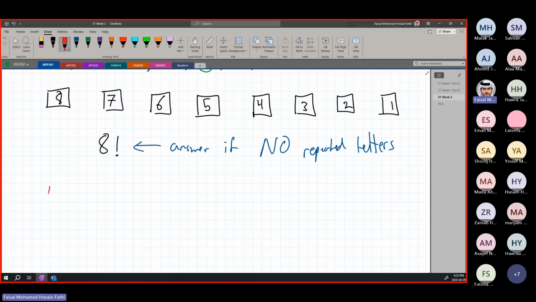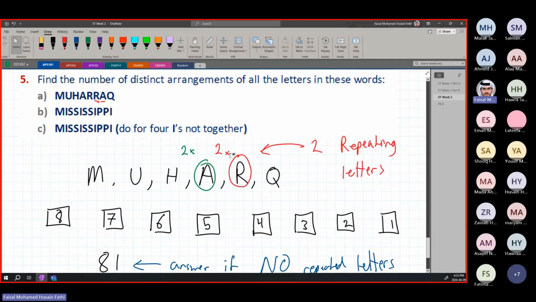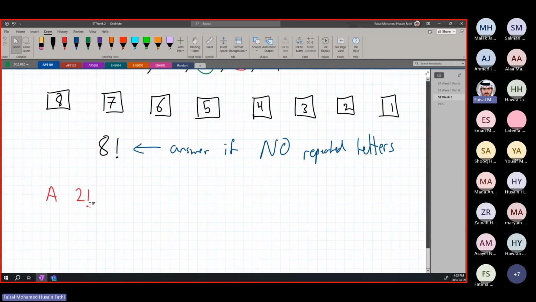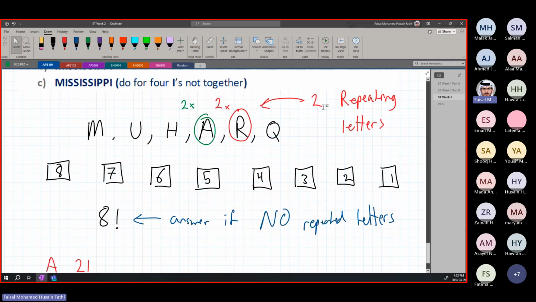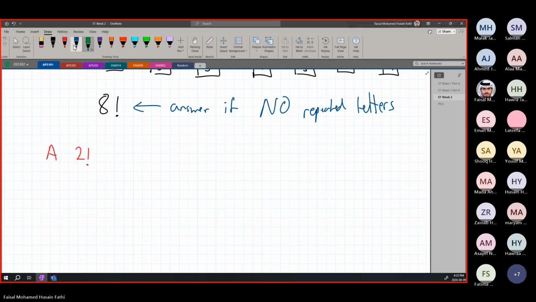So A is 2 factorial. Why is it 2 factorial? Because it's repeated 2 times. So we're going to put 2 factorial instead. And R, I mixed up the colors, is also repeated 2 times, so it's 2 factorial too.